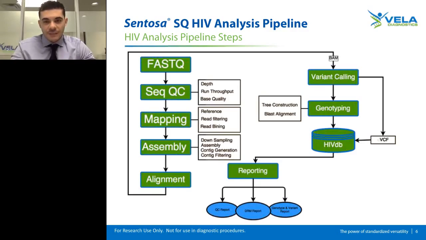It generates that VCF, and we use that VCF to parse data and actually get information from the HIV database. We also do the genotyping as well based off of the contig that we generated. So we'll go through all of this in the next group of slides.